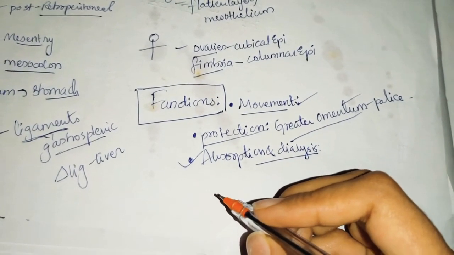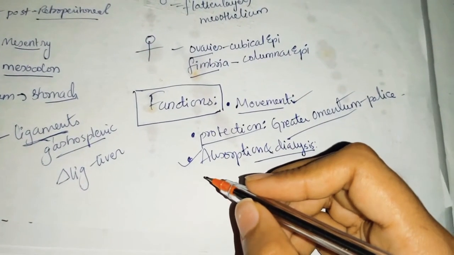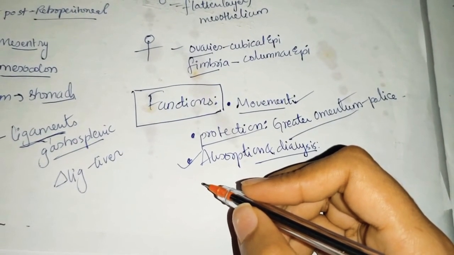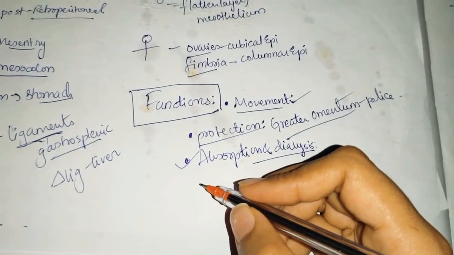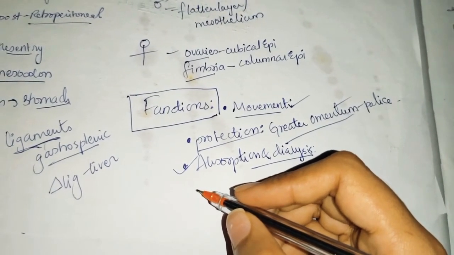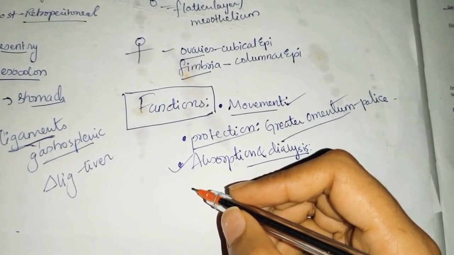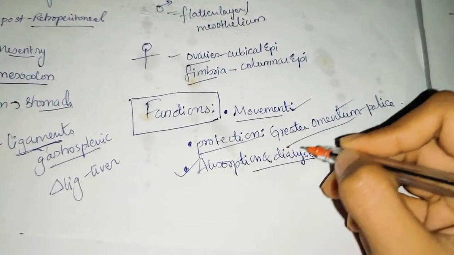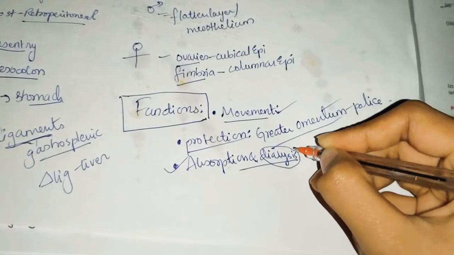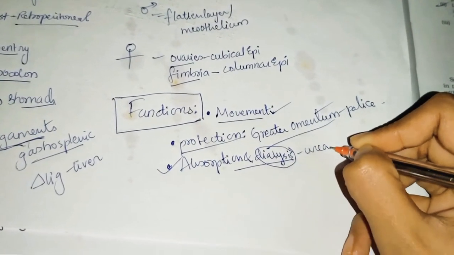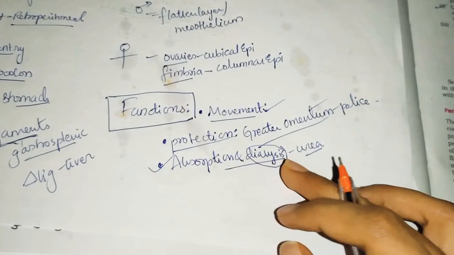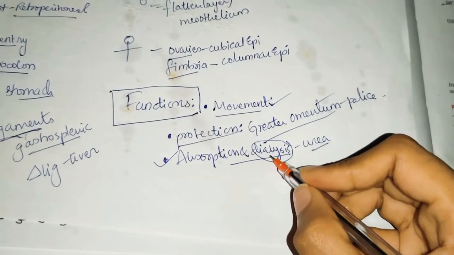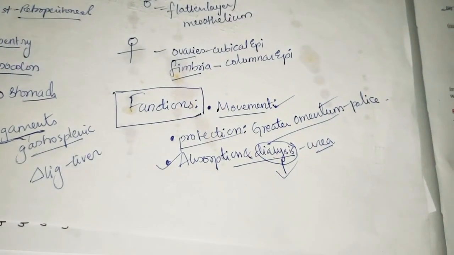Next, therapeutically considerable volumes of fluid can be administered by the peritoneal route. Conversely, metabolites like urea can be removed from the body by artificially circulating fluid through the peritoneal cavity. This procedure is called peritoneal dialysis. So what is peritoneal dialysis? We can remove urea from the peritoneal fluid, and sometimes we can also administer some fluids by the peritoneal route. Hence it is useful in dialysis.